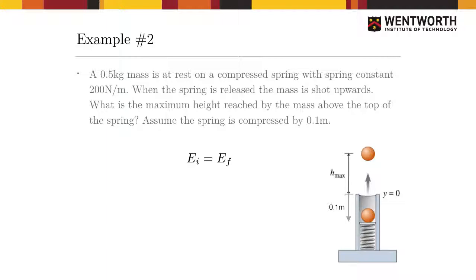Since we're neglecting friction and air resistance, we can use the simplified version of the conservation of energy, EI equals EF. But now we have three types of energy at play: kinetic energy, gravitational potential energy, and spring potential energy. The problem, however, works the same. We just need to identify which terms are present in the problem.